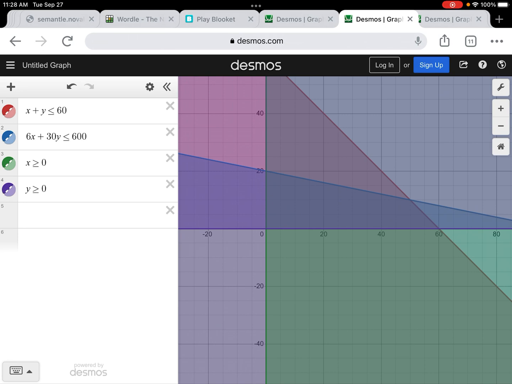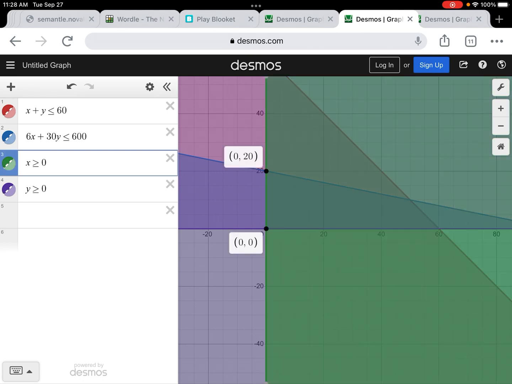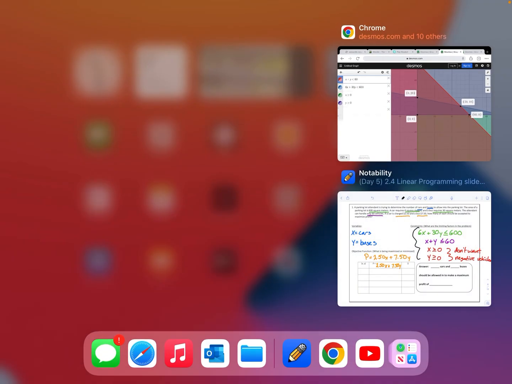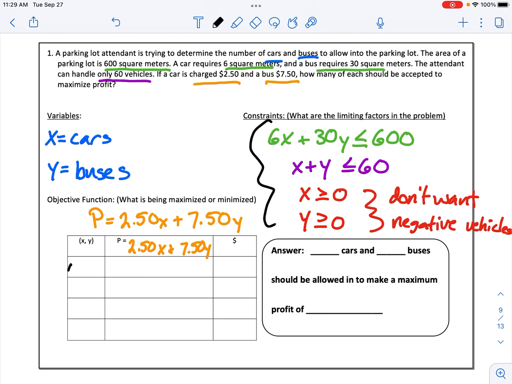We've got 4 different colors, and it has to be shaded by all of them. Hopefully you can see this area in the middle. It's got a 4-sided shape, with 4 corners. If you click on them on Desmos, they should give you what the vertices are. Those 4 corners include all 4 colors, so those are going to be our vertices. We're going to write those down in the table in our notes. Those 4 points were (0, 0), (0, 20), (60, 0), and (50, 10).